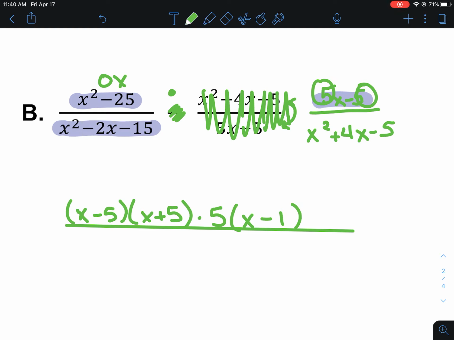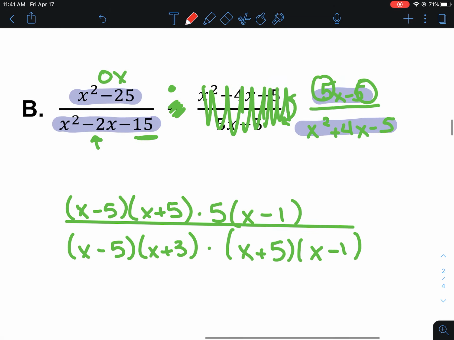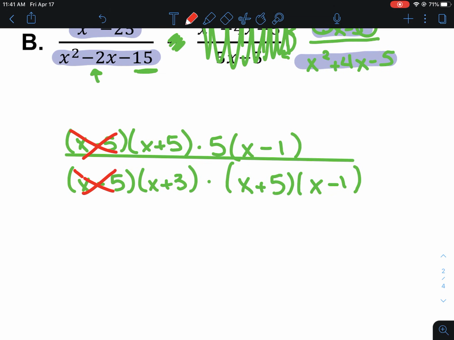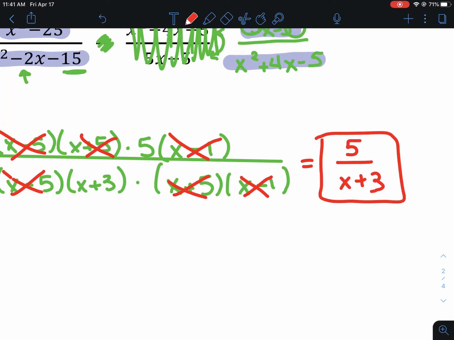What multiplies to give me negative 15 that adds to give me negative 2: negative 5 and positive 3. And finally, what multiplies to give me negative 5, adds to give me 4: x plus 5 and x minus 1. A lot of things cancel out here. Our x minus 5's, our x plus 5's, x minus 1's, and we are left with a 5 on top and an x plus 3 on the bottom.